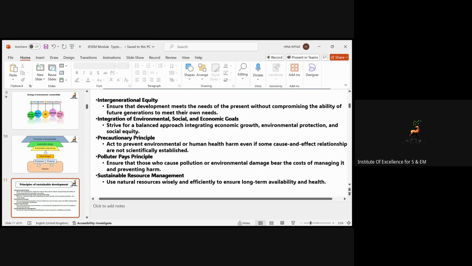The next one is sustainable resource management. This is totally the duty of the government of any country, that they have to invent policies which can use natural resources wisely and efficiently to ensure long-term availability and health. The entire process of resource management is the responsibility of the government.